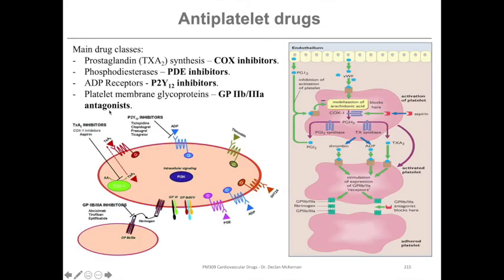The main drug classes used to target platelets are those that target prostaglandin synthesis, such as COX inhibitors, those that target phosphodiesterases, such as PDE inhibitors, those that target ADP receptors, such as the P2Y12 inhibitors, and finally, those that target platelet membrane glycoproteins, such as the GPIIb-IIIa antagonists. These are illustrated in both diagrams on the slide, which shows both the activation and the binding of platelets together.